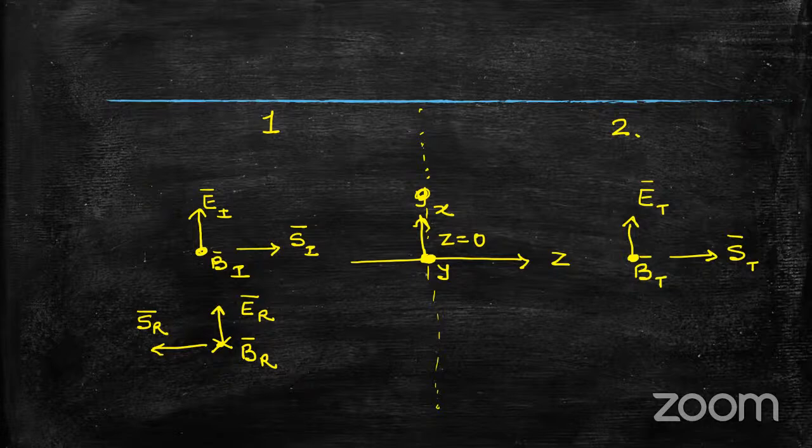Now, what about BI? BI and BR are out of phase. They have the same direction, Y, but they are out of phase. But BT is in phase with BI. Now when we go from 1 to 2, something will change because there is a different material. So we know that their speeds will be different. This will be V1, this will be V2. The speed will change because of what?